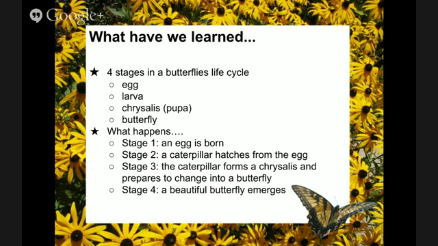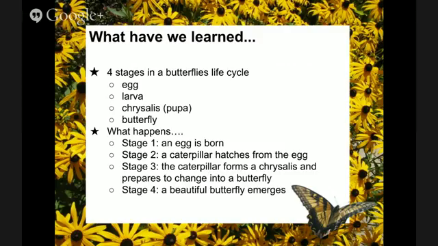So class, what have we learned today? We have learned the 4 stages in a butterfly's life cycle, which are stage 1, an egg, stage 2, a larva, better known as a caterpillar, stage 3, the chrysalis, also known as a pupa, and then stage 4, a butterfly, which is also the adult stage. So what happens in each of these stages? In stage 1, an egg is born, which is attached to a leaf or any other object around. In stage 2, a caterpillar hatches from the egg.